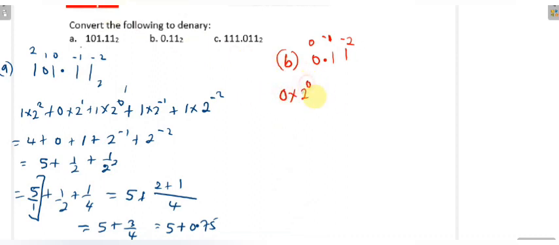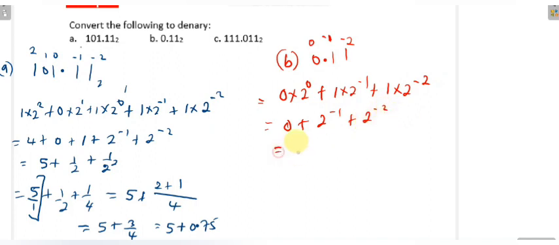0 times 2 raised to power 0, plus, you'll notice this, 1 times 2 raised to power minus 1, plus 1 times 2 raised to power minus 2. So this will be equal to 0 plus 1 times 2 raised to power minus 1, plus 1 times 2 raised to power minus 2. So that'll be equal to 0 plus 1 over 2, plus 1 over 2 raised to power 2, which is equal to 0 plus 1 over 2 plus 1 over 4.